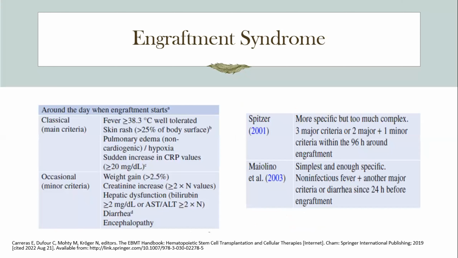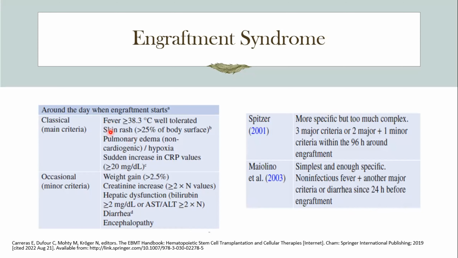The diagnostic criteria have been described twice, first in 2001 by Spitzer, and then in 2003 by Maiolino. The Spitzer criteria are a bit more complex to use for making a diagnosis, whereas Maiolino is simpler, and it's basically a non-infectious fever and another major criterion, or diarrhea, occurring within 24 hours before engraftment.